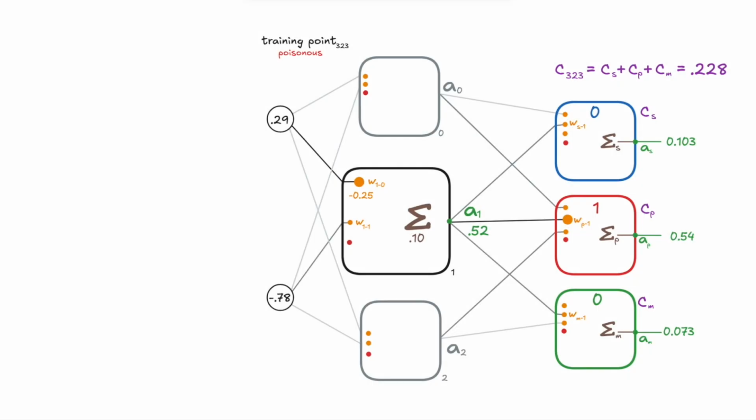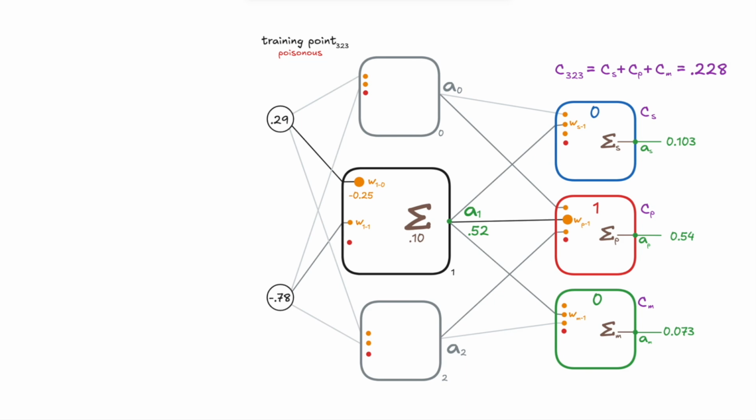Here's a poisonous example. We feed it forward through the network and get an output. Each output node has an associated cost. We add them up to get the total cost for this example. Our goal is to reduce that cost, which means finding the gradient for every weight and bias. It looks complicated, but as you'll see, it's easier than it looks.